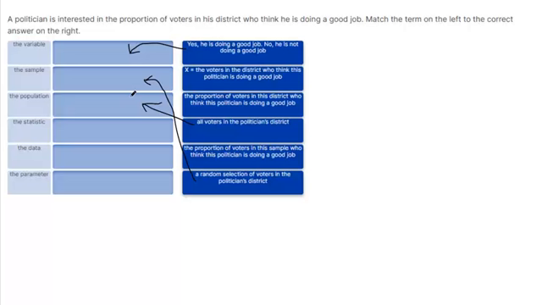Let's see. So he's trying to estimate the proportion of voters who think he's doing a good job. So that's the statistic he's really interested in gathering. That's that one number he's looking at calculating the answer for. What haven't we used? We've used these. So on the last one, the data.